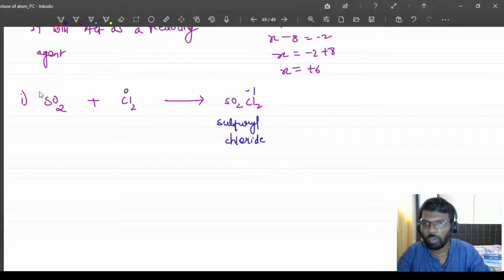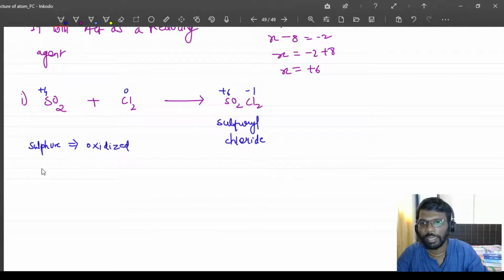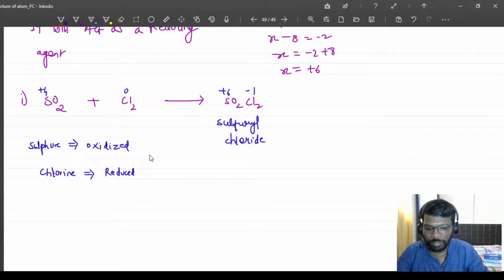And that of sulfur was plus four, sorry, and here it is plus six. Means sulfur is getting oxidized. Means it is acting as a reducing agent, right? And chlorine is getting reduced from 0 to minus 1. Okay, that is the thing.